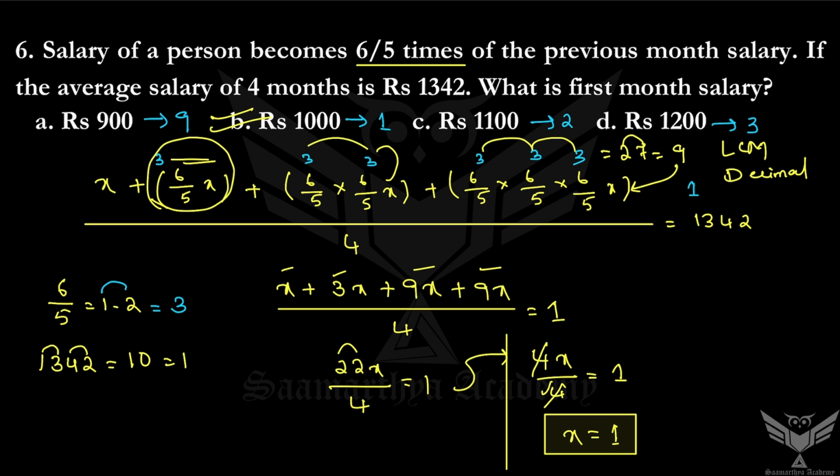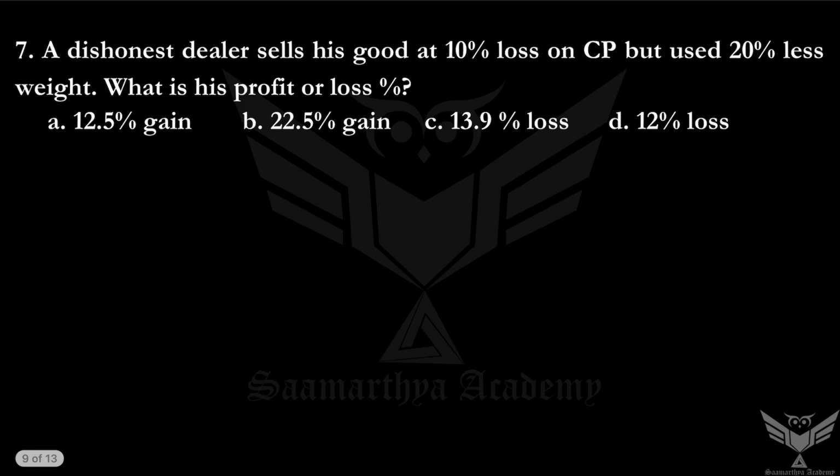Now, next one. The question says a dishonest dealer sells his goods at 10% loss on his marked price, but used 20% less weight. What is the profit percent?